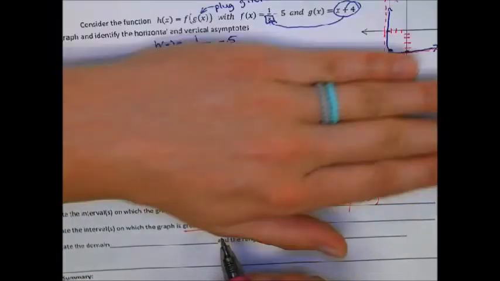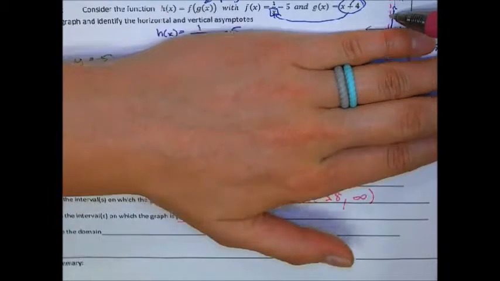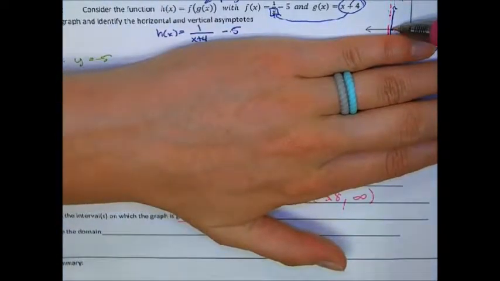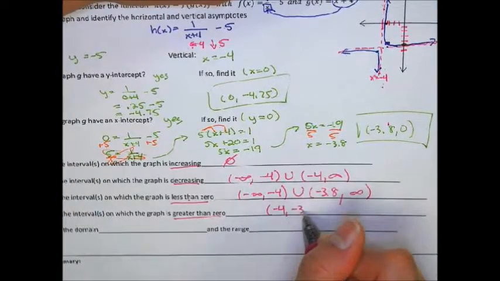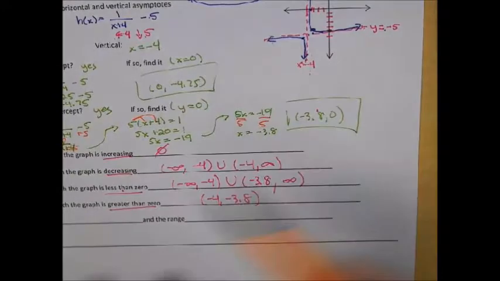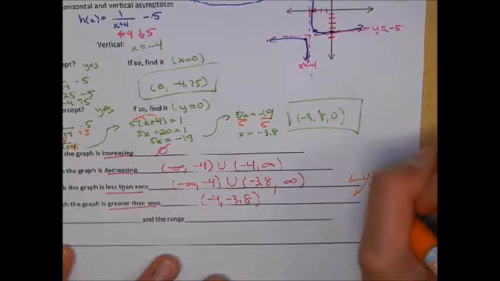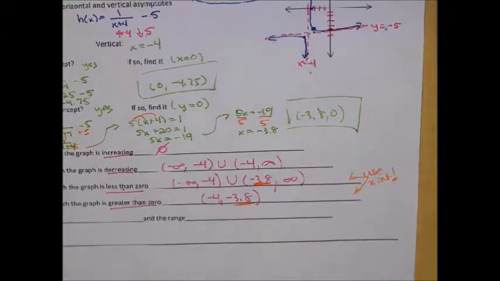All right, so now when am I greater than 0? Well, I start being greater than 0 at negative 4, and I stop at the x-intercept. So for both of these, we had to use the x-intercept. That was this negative 3.8.